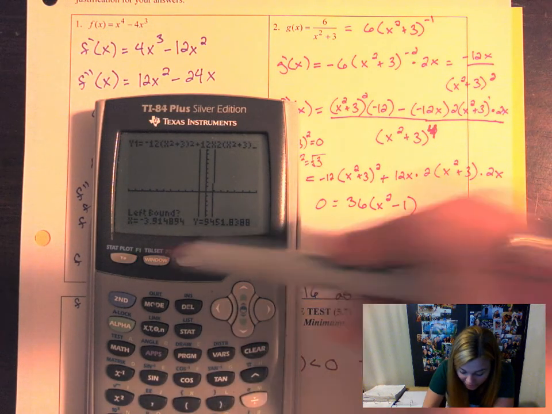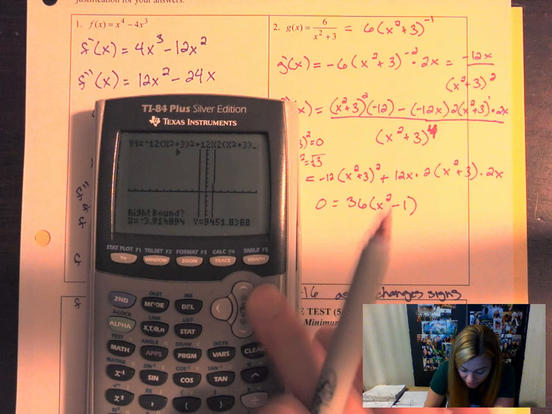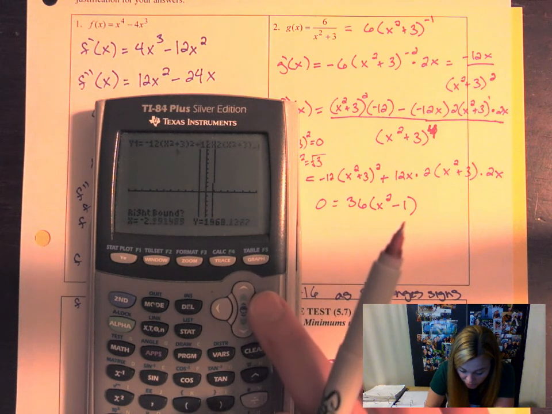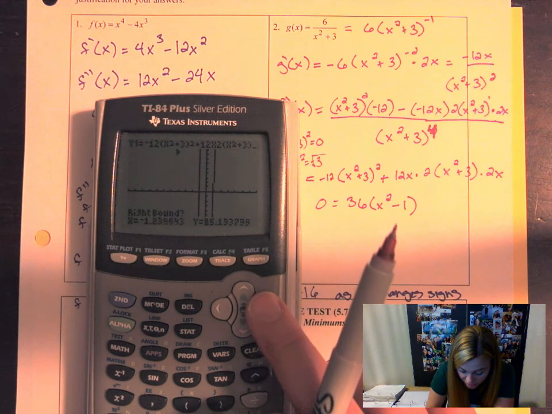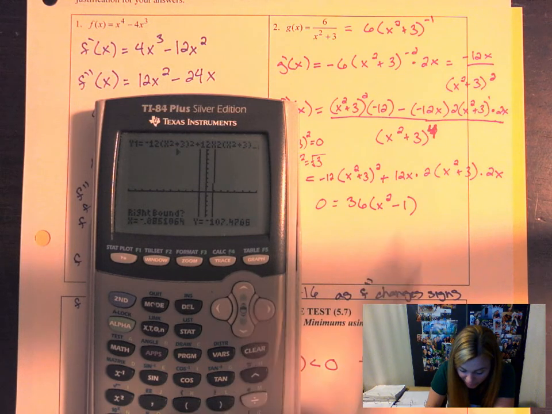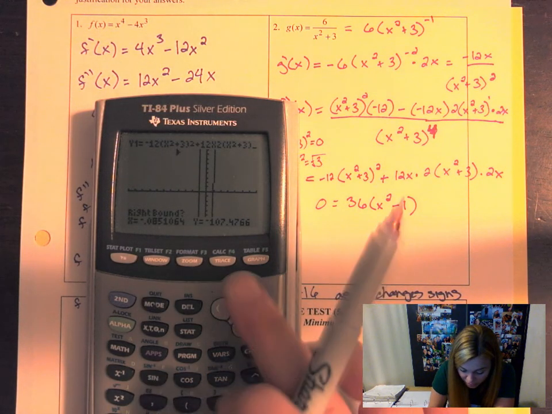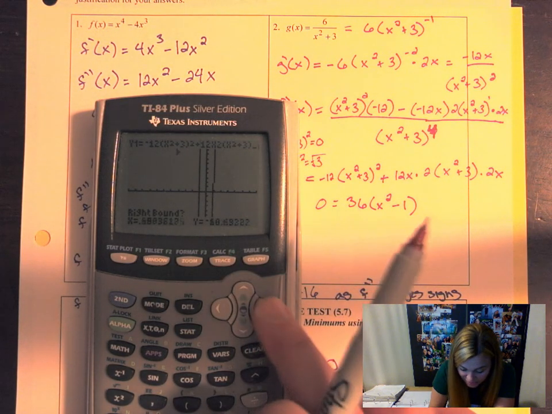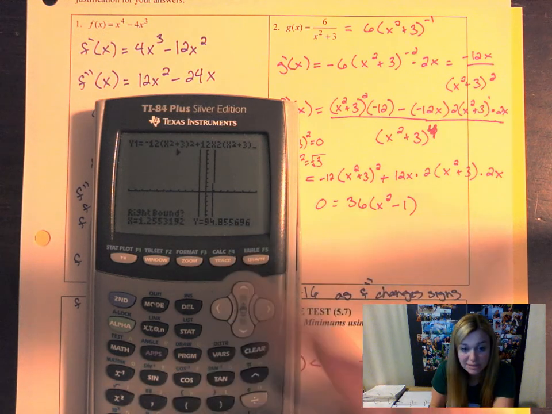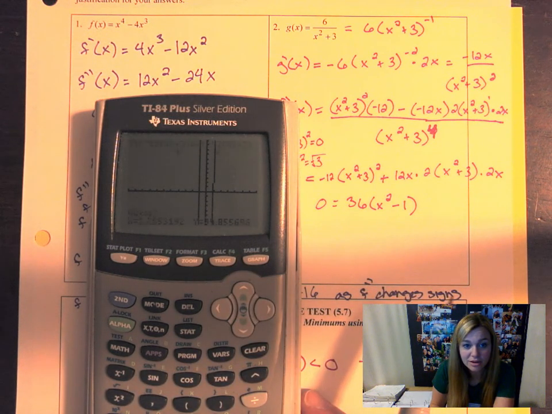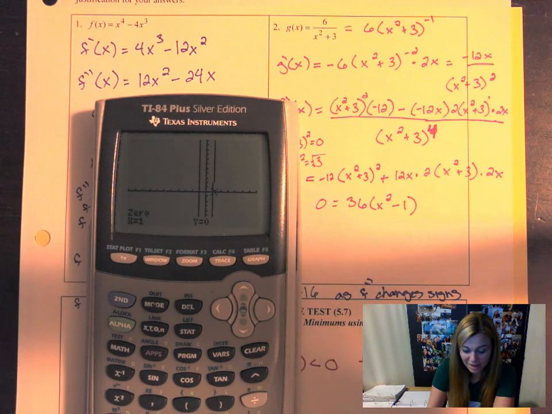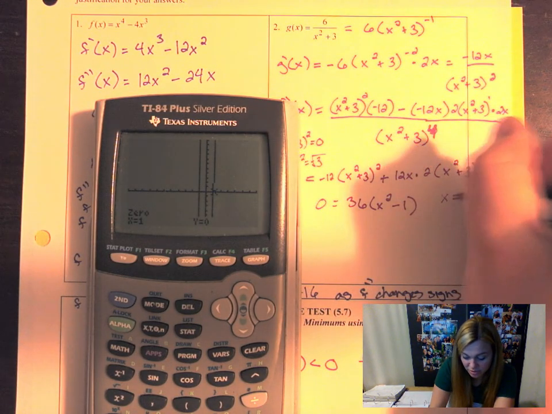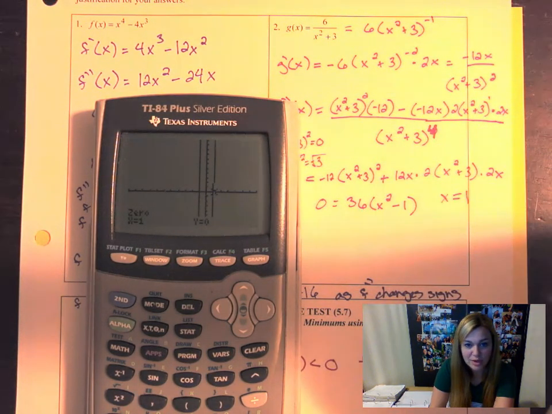The left bound I can see is negative, so I'm going to push enter, going to the right. I'm waiting for my y value to be positive, because I can see that these numbers are changing drastically. Enter, enter, and I get x is equal to 1, which if you looked at the simplified form, you can get that also.